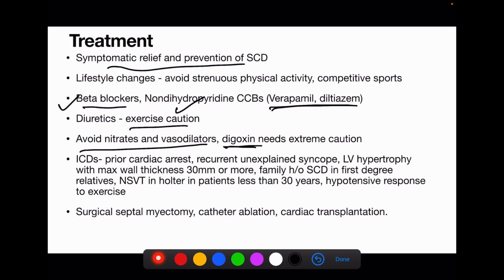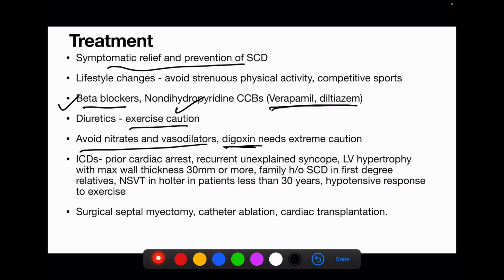And digoxin. What does digoxin have to do here? Digoxin is a cardiac inotrope. A cardiac inotrope increases the contractility, and anything which increases the contractility causes the left ventricle to empty more completely. When the left ventricle empties more completely, there is less blood inside the left ventricle, and that could create more symptoms and more problems for the patient. So digoxin also needs extreme caution.